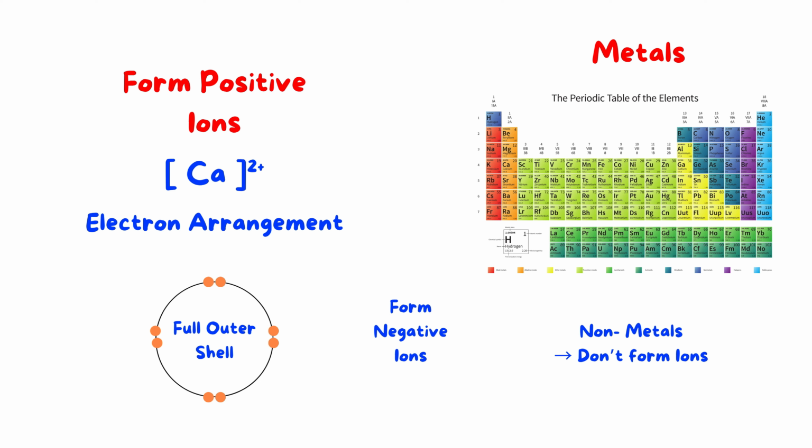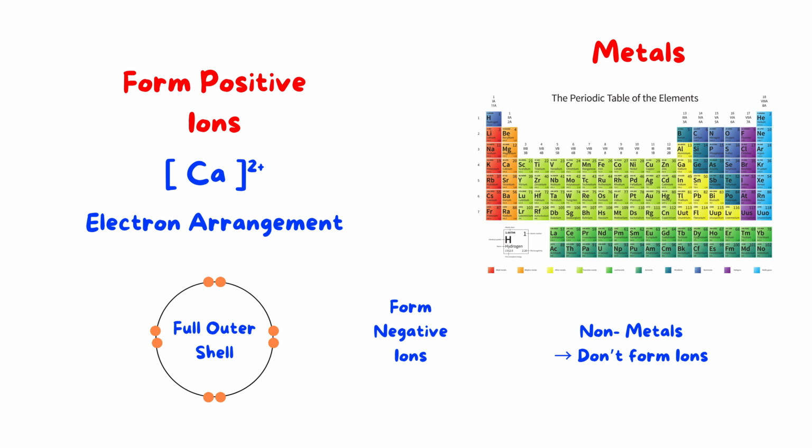In contrast, nonmetals either do not form ions at all, like carbon, or they tend to form negative ions, such as the chloride 1- ion. To understand the reason behind this behavior, we need to revisit the concept of electron arrangements in atoms. Remember from our earlier discussions that all atoms aim to achieve a full outer shell of electrons to become stable.